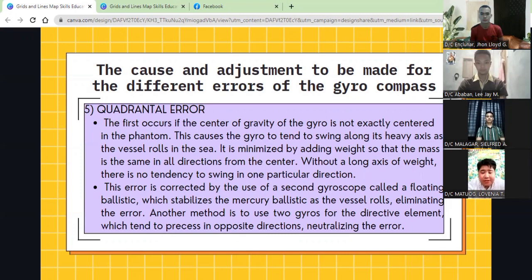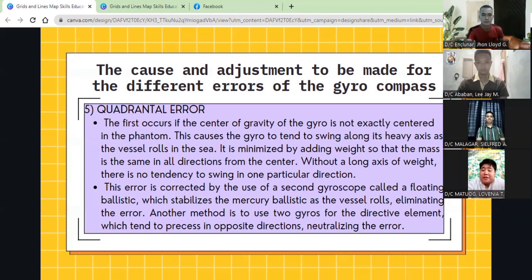This error is corrected by the use of a second gyroscope called a floating ballistic, which stabilizes the mercury ballistic as the vessel rolls, eliminating the error. Another method is to use two gyros for the directive element which tend to precess in opposite directions, neutralizing the error.